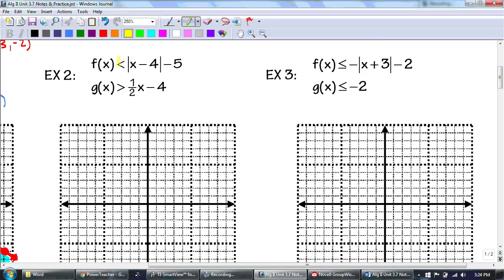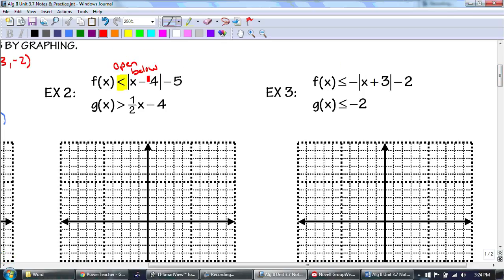First thing we do, look at the inequality symbol, not the absolute value symbol. It's open, and we shade below. This is my absolute value, so there's no negative in front. It's just going up, and I'm going up 1, over 1, because there's no number out in front. And then I take a look at the vertex. It's the opposite, -4, and then -5.